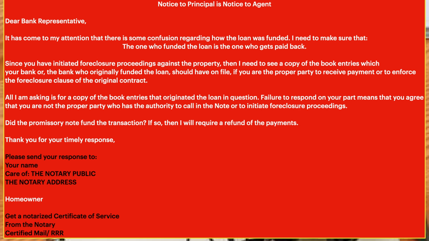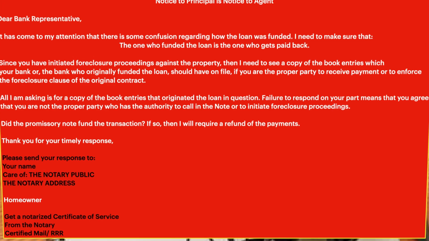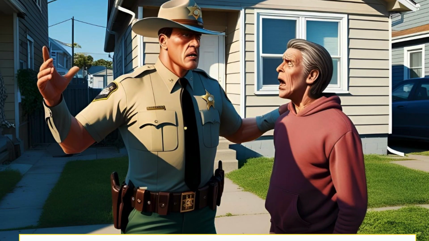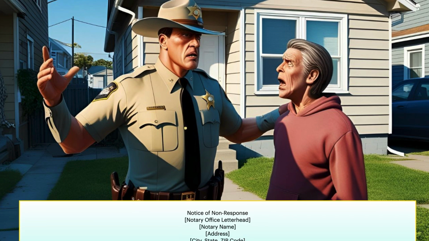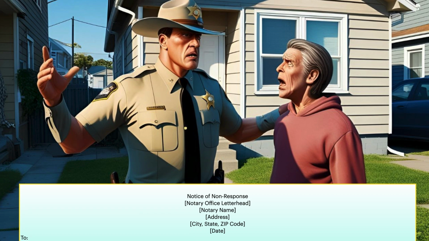Please send your response to your name, care of the Notary Public, and the notary's address from the homeowner. Now, the notary will help you out with this because it's just repeat business for her. Get a notarized certificate of service from the notary. And then the last document I'm going to show you is critical. We're finding this out, and I'm glad we're finding this out, to enforcing your paperwork.